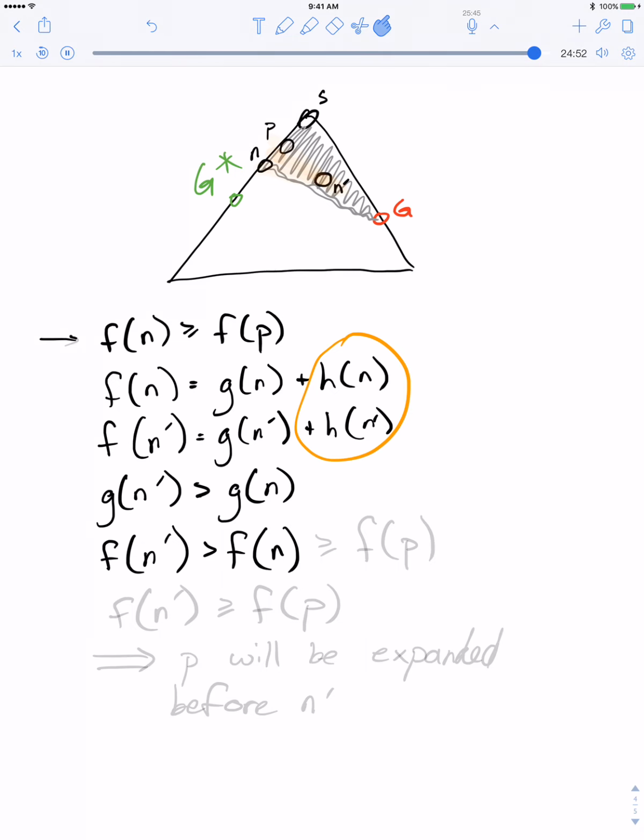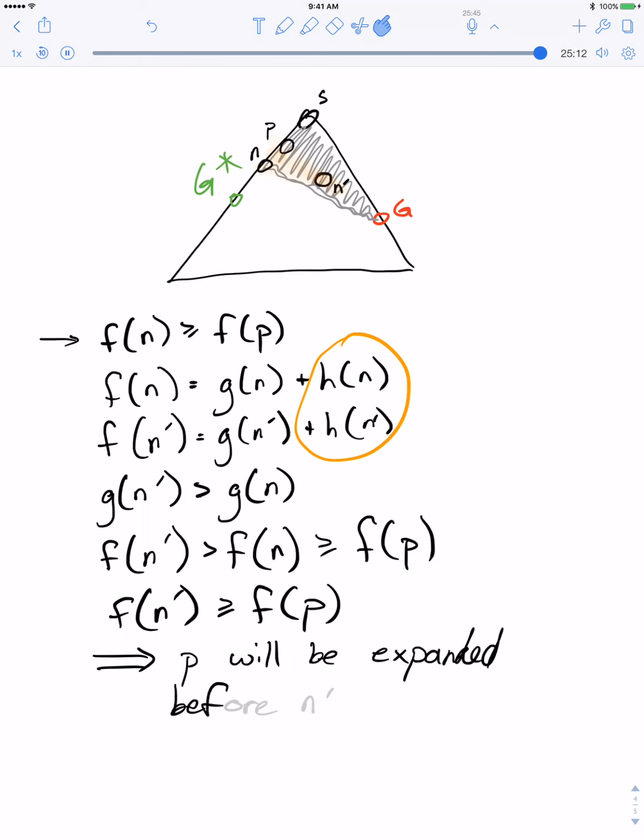And as we saw right here, f of n is greater than or equal to f of p. What does this mean? F of n prime is greater than or equal to f of p. So p will be expanded before n prime.